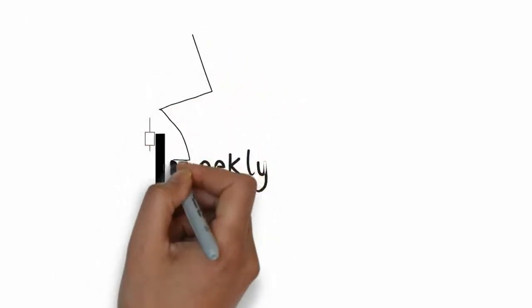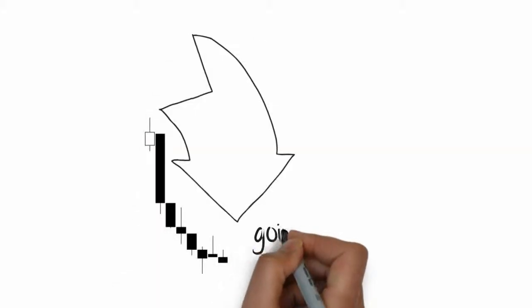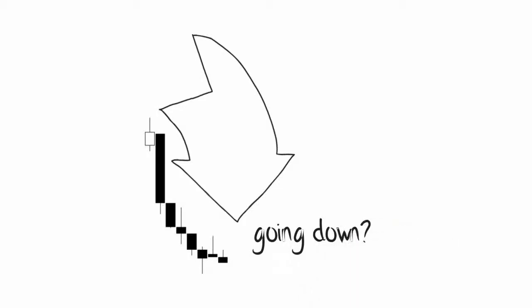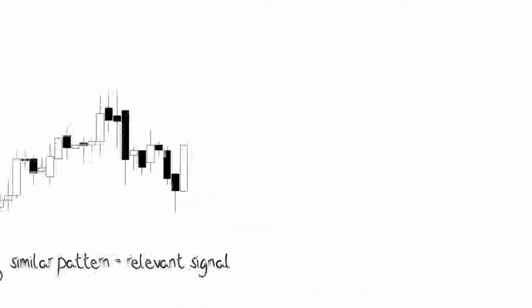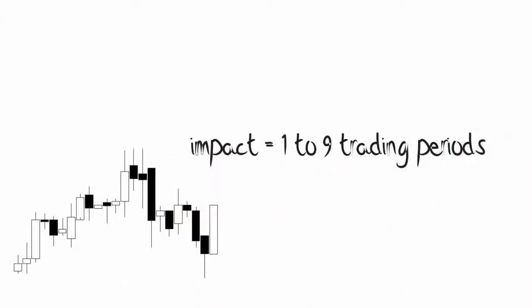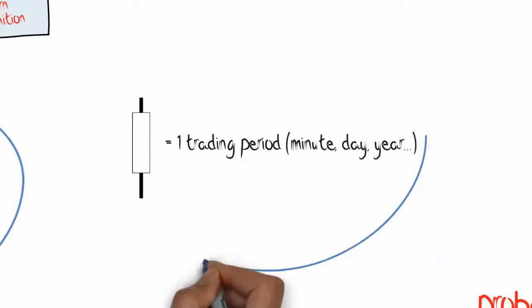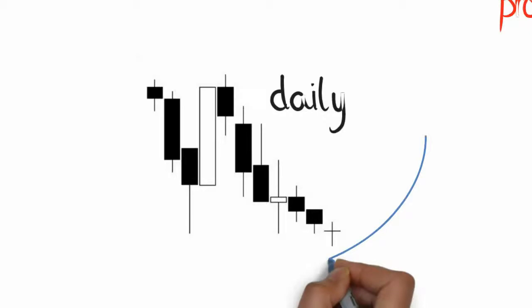Candlestick patterns give you information about the probable price action in the near future. Regardless of how strong the pattern might be, you cannot rely on it to tell you what the price might look like in, for instance, 30 trading periods. Typically, the impact is only felt in the next 1 to 9 trading periods. When it comes to candlestick patterns, it can be anything from a single candle to a number of candles.